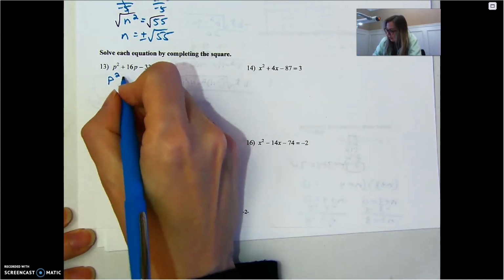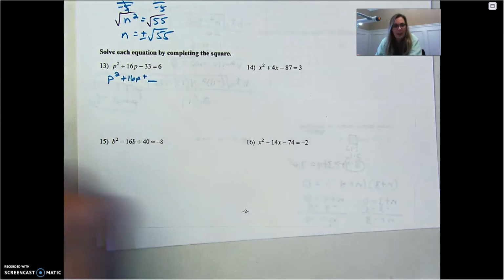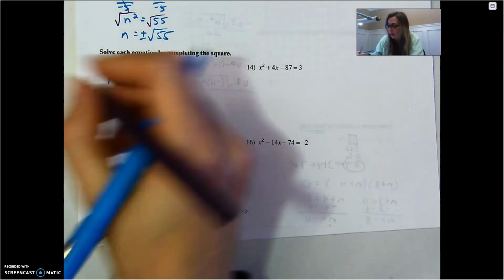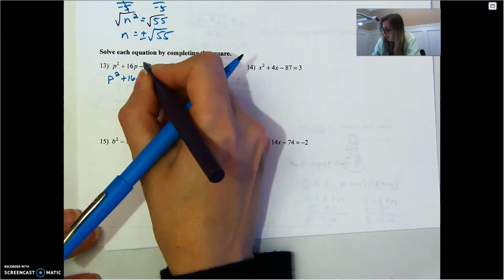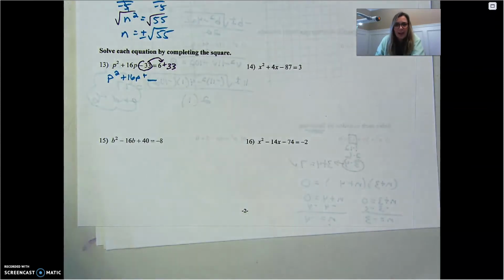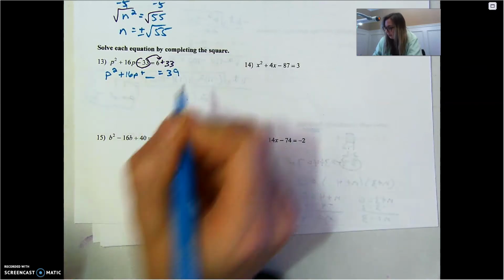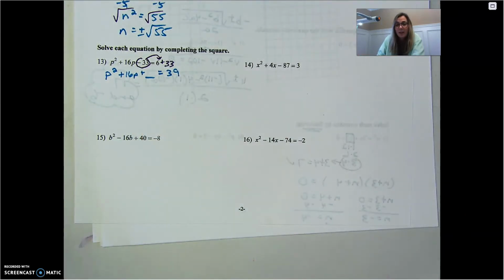All right, so you have p squared plus 16p, and what we want is a blank here. So that means 33, you gotta move. Move 33, so the opposite of negative 33 is to add 33. So I'm gonna add it to the other side, right? Get it out of there, keep it balanced though. So this becomes 39.